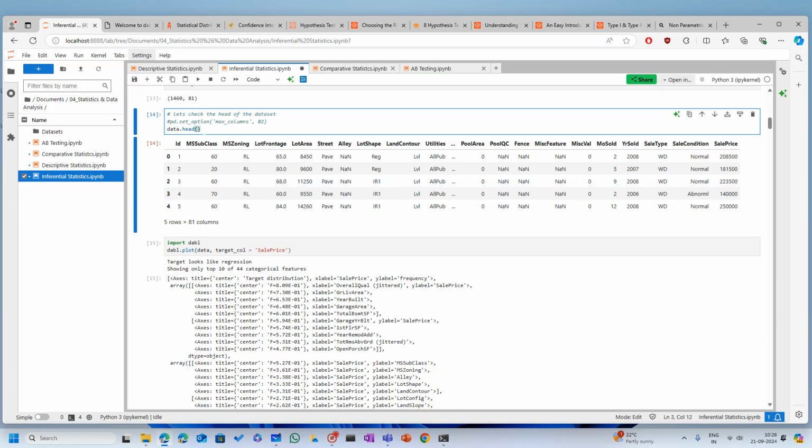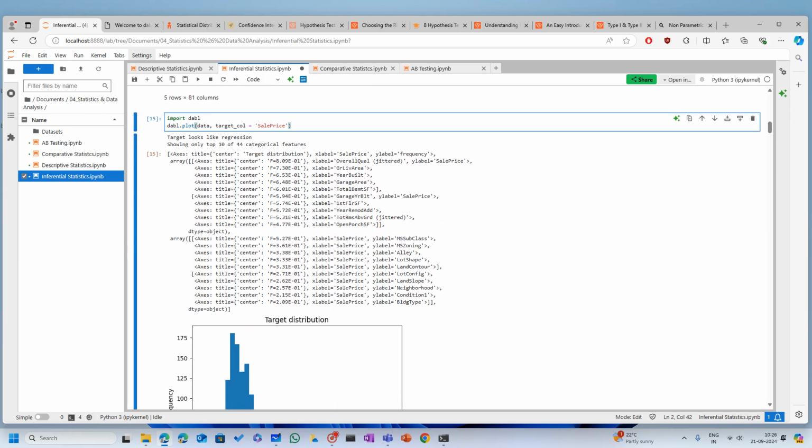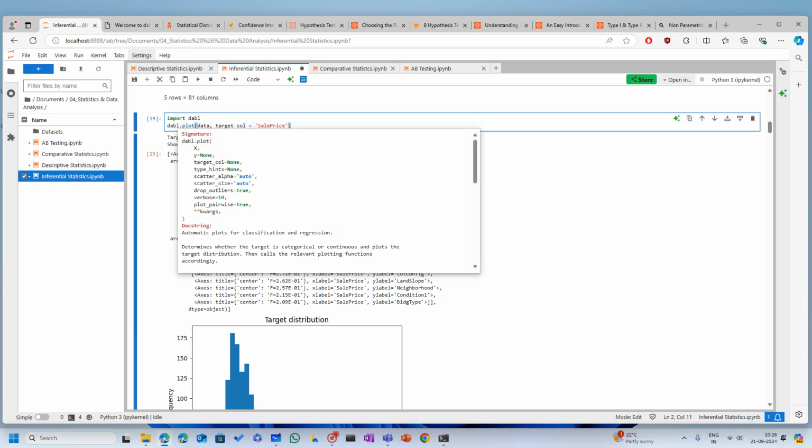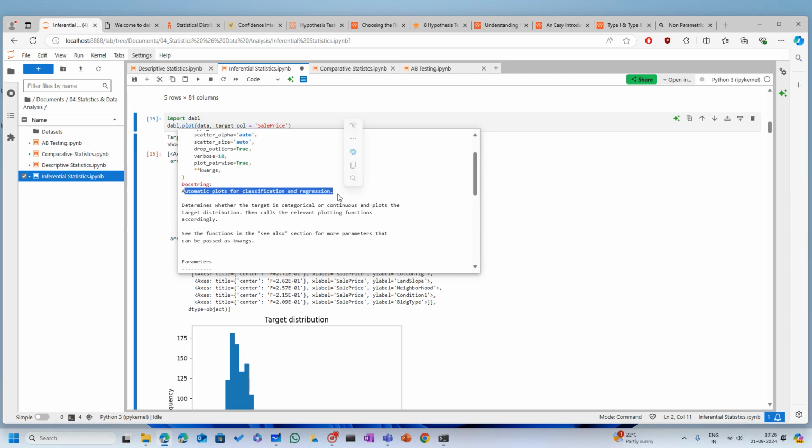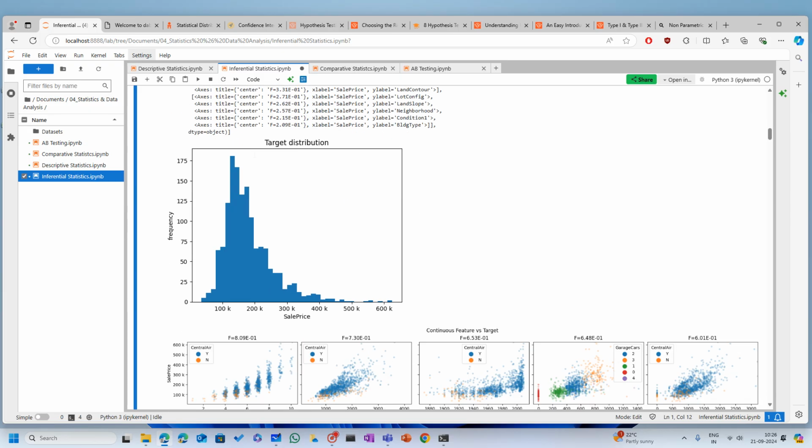Likewise, data.tail will give me the last 5 rows, or whatever value you specify, it will generate that. Here I've imported the dabble library. The reason why I'm using dabble is because I don't have to manually generate the plots at column level. Instead, I provide the whole data and specify what my target variable is going to be. Then it starts comparing all my data against that sale price target column. So you have automatic plots for classification and regression. That's why I'm using it. I don't want to manually generate and spend time on it.